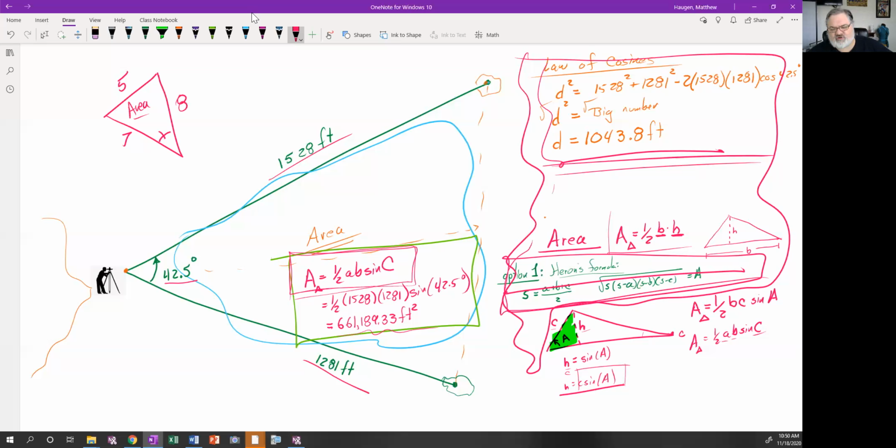So Cade, was that all helpful? You said you did these, but they were a little bit weird. Yes, it makes a lot more sense now. Cool. I don't want to badmouth Heron's formula.